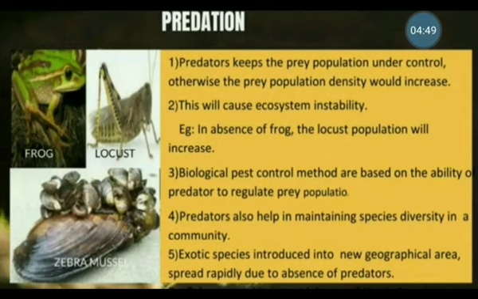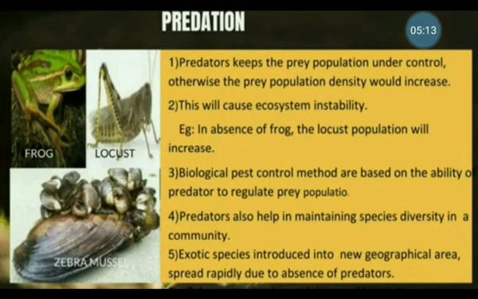The next is predation. Predators keep the prey population under control. Otherwise, the prey population density would increase. This will cause ecosystem instability. For example, in the absence of frogs, the locust population will increase.